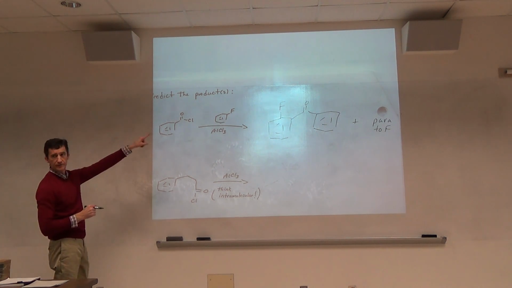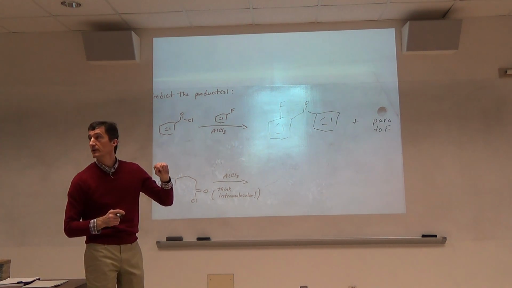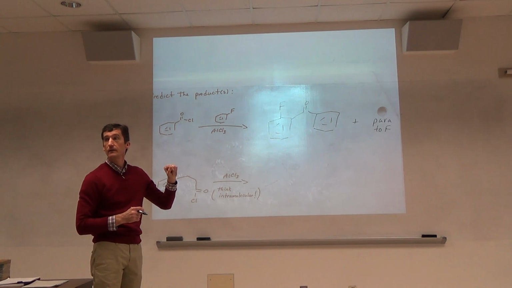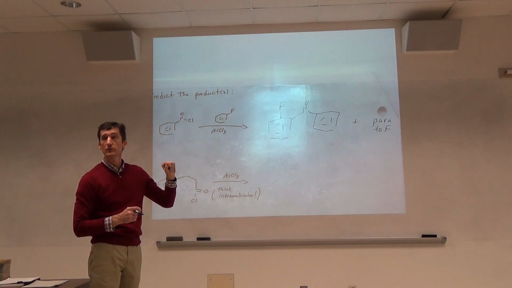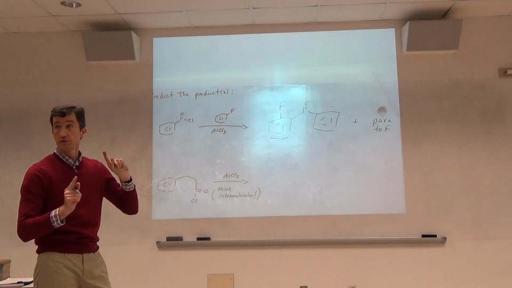What type of director is the F? What type of director is the F? Group 3. Brittany? It is group 3. What type of director is it? Ortho-para. You get ortho and para.